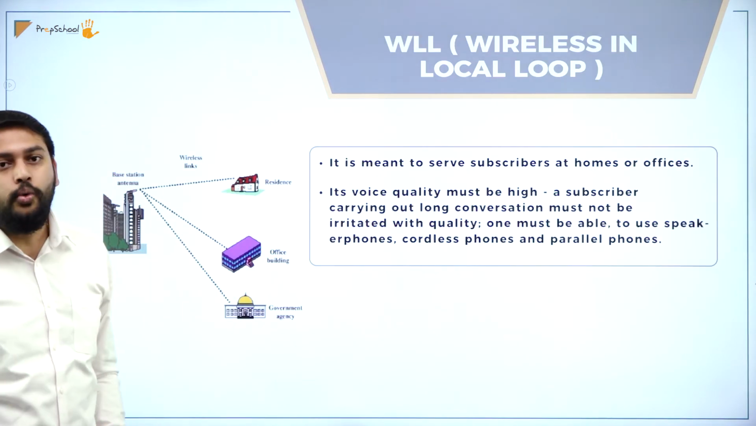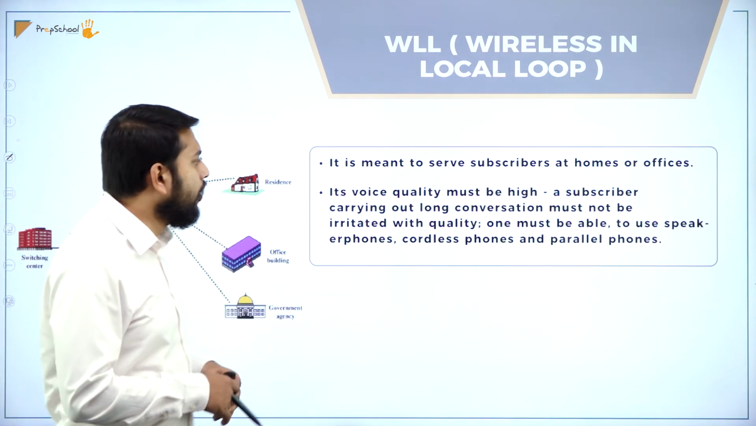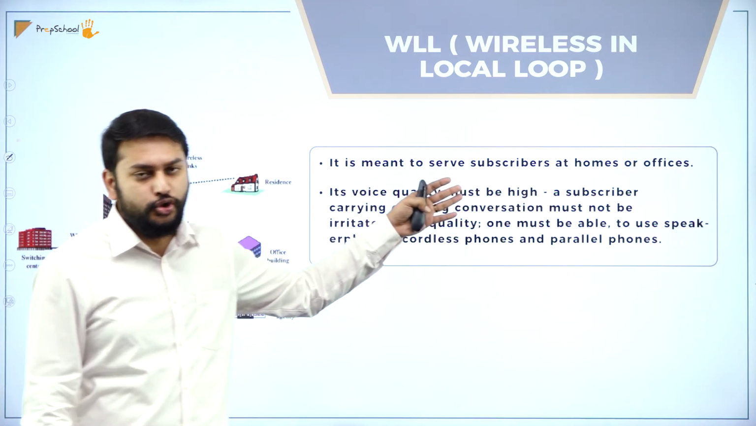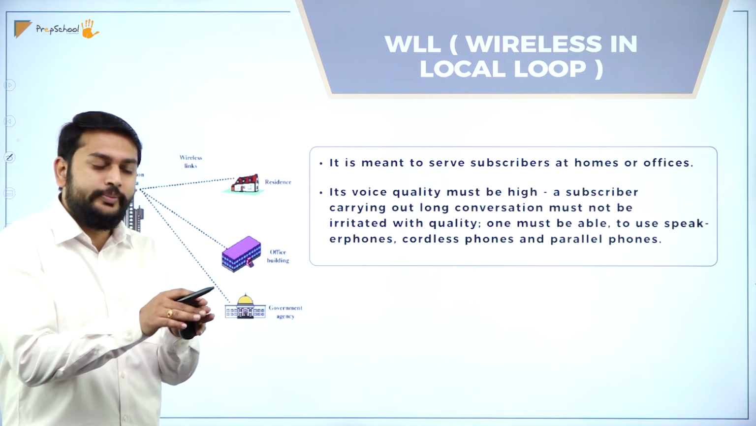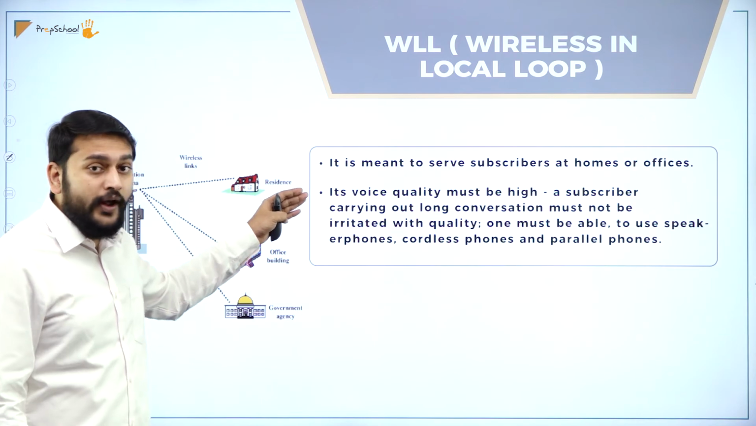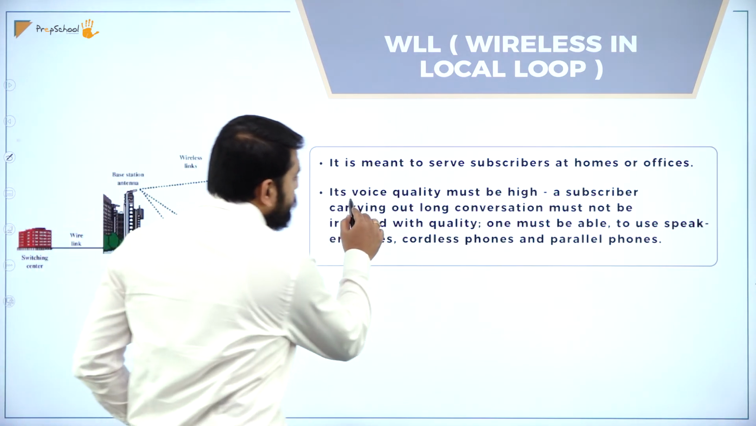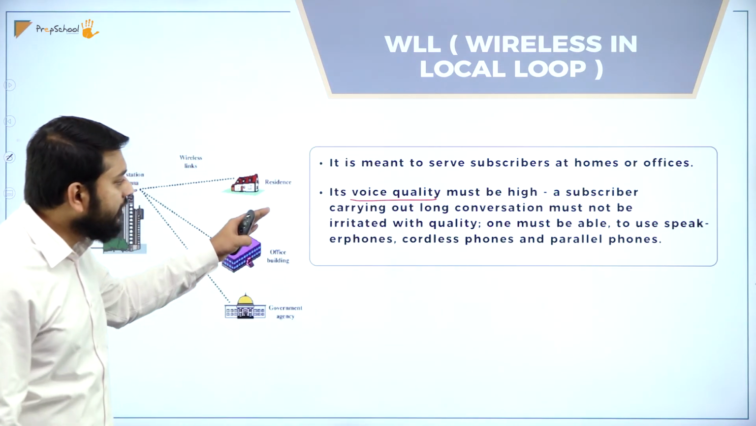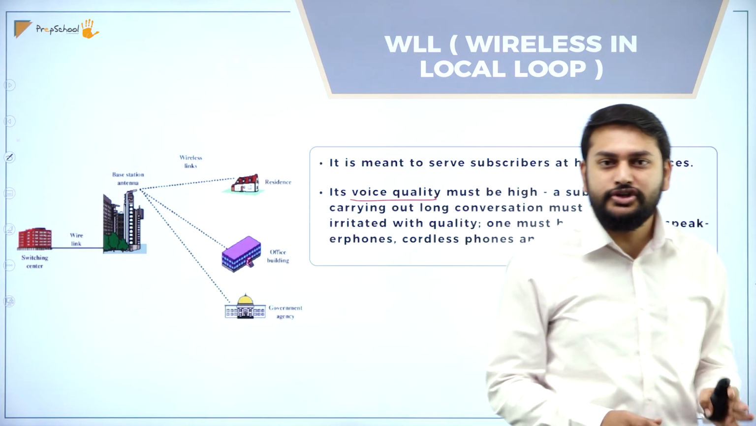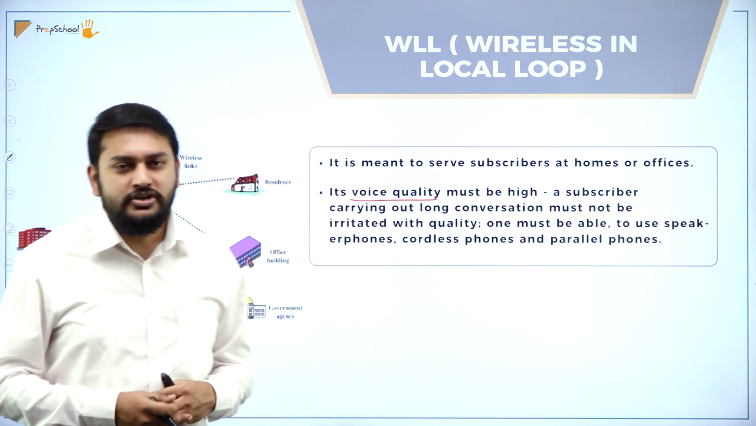Guys, we have something called wireless in local loop. Basically, this is meant for a house, meaning the subscriber at home or office. So you are creating a wireless local loop inside your premises. Voice clarity should be very high whenever you are using this. That's the main thing. Voice quality must be high. A subscriber carrying out a long conversation should not feel any irritation or breakages in the conversation whenever they are talking. That's the major intention of WLL.